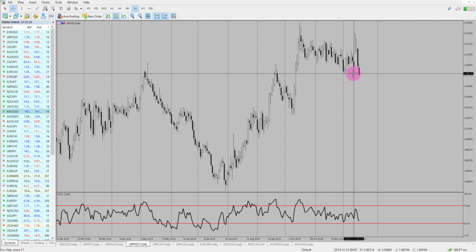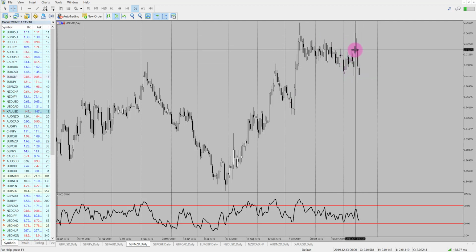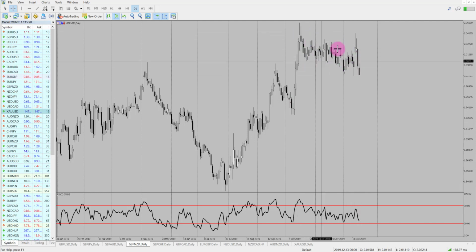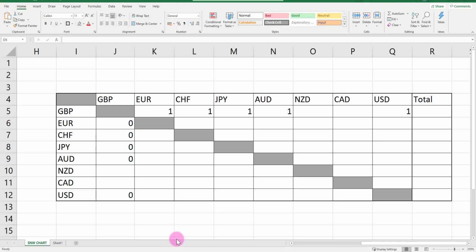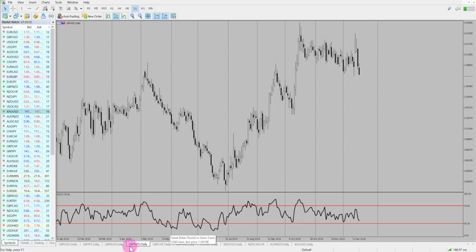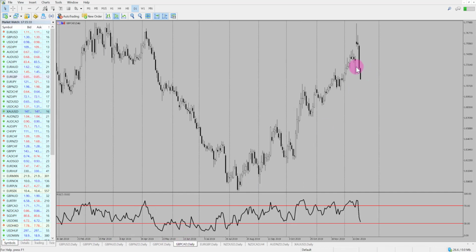Pound Kiwi is in a ranging market. Okay, there's no real trend going on here. So both score 0. No real trend. Pound CAD, that was forming higher highs.